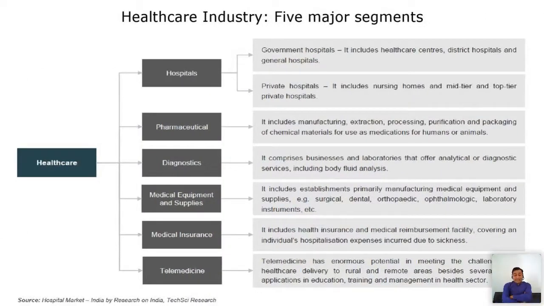If we talk about the healthcare industry, it could have different verticals, but majorly it covers hospitals, pharmaceuticals, diagnostics, medical equipment and other diagnostic suppliers, medical insurance, and telemedicine. From the hospital perspective, it could be government, private, or trust. In pharmaceuticals, different types of companies are working. So these are the five segments where we will be able to see growth in your career as well. They have contributed to the growth of the country and to nation building.